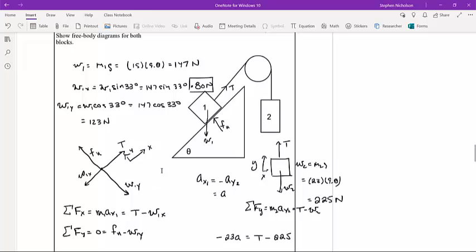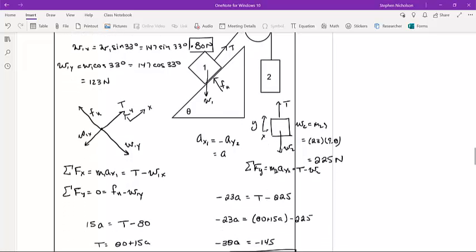for object 1. For object 2, this thing just goes up and down. So if you do Newton's second law there, you'll have m2 a sub y2 is equal to T minus w2. I define positive y going up. So T is up, so it's positive. w2 is down, so it's negative.